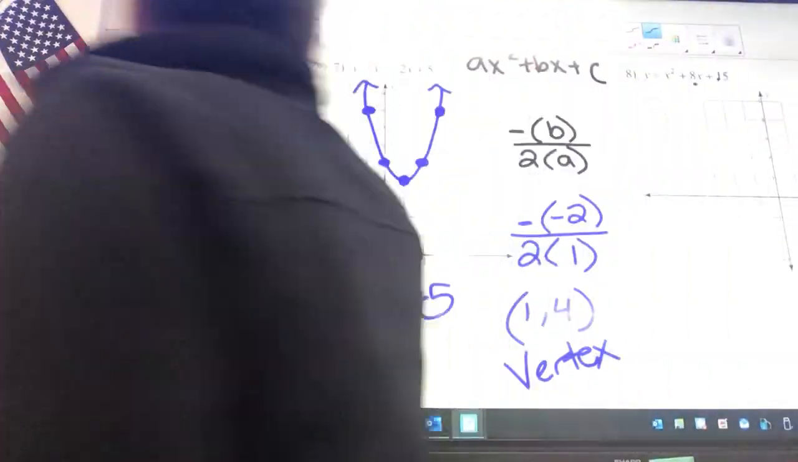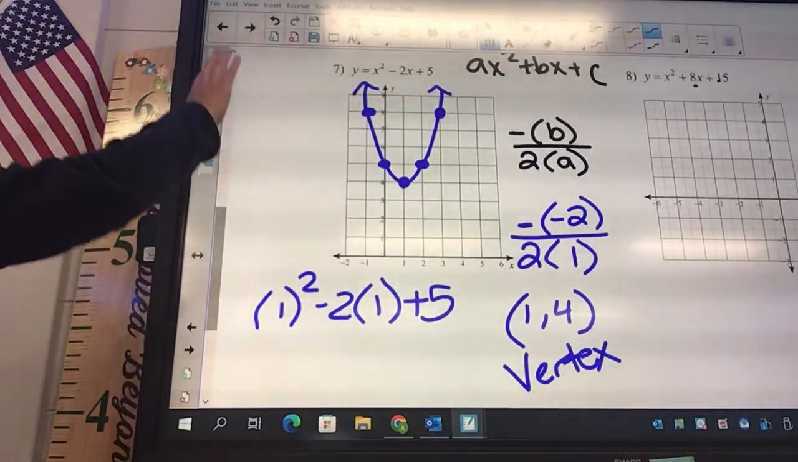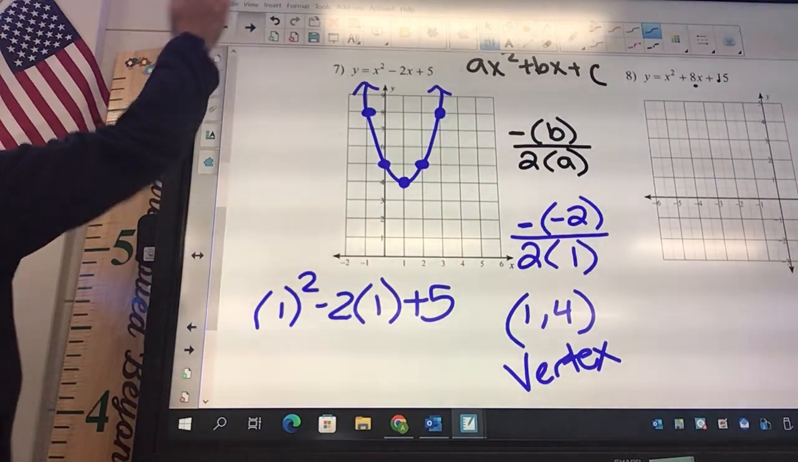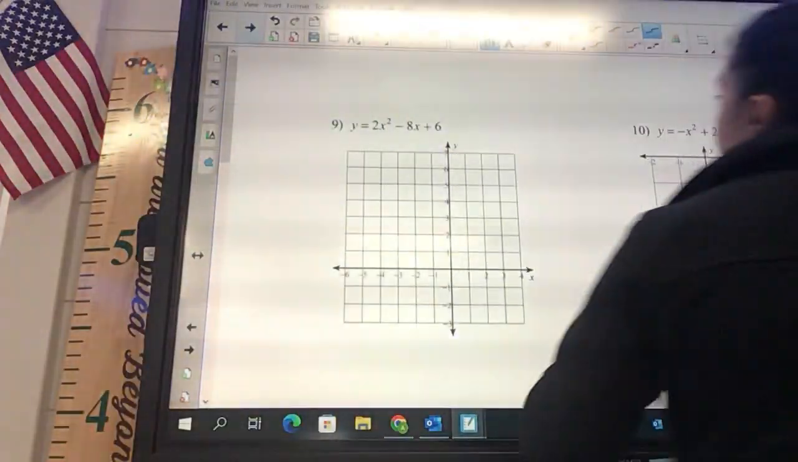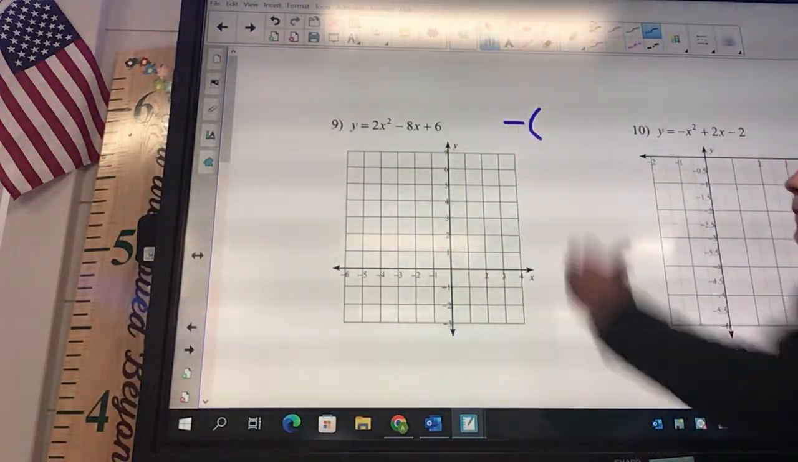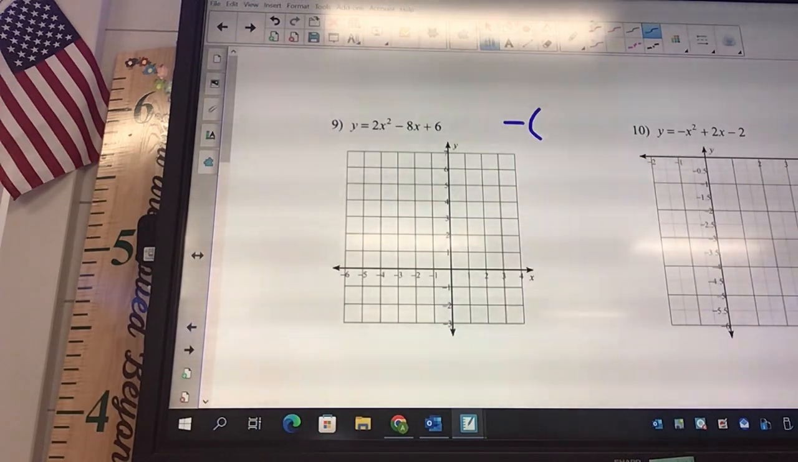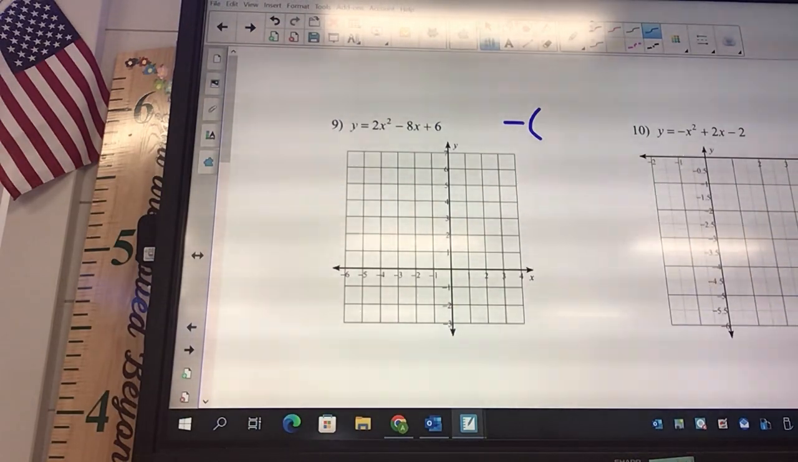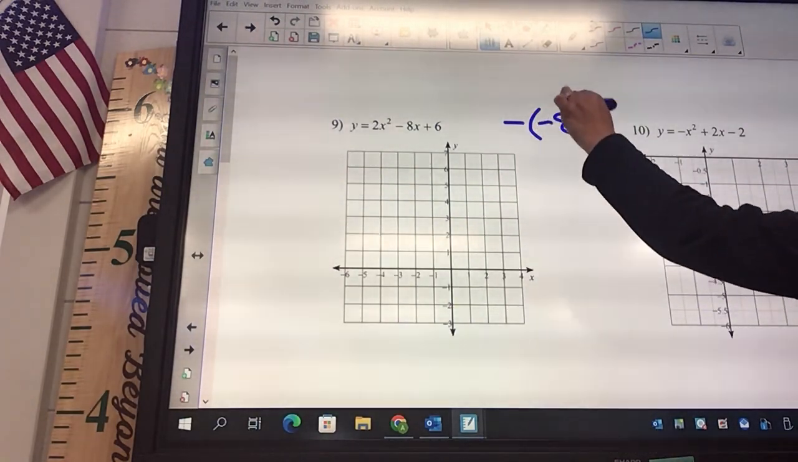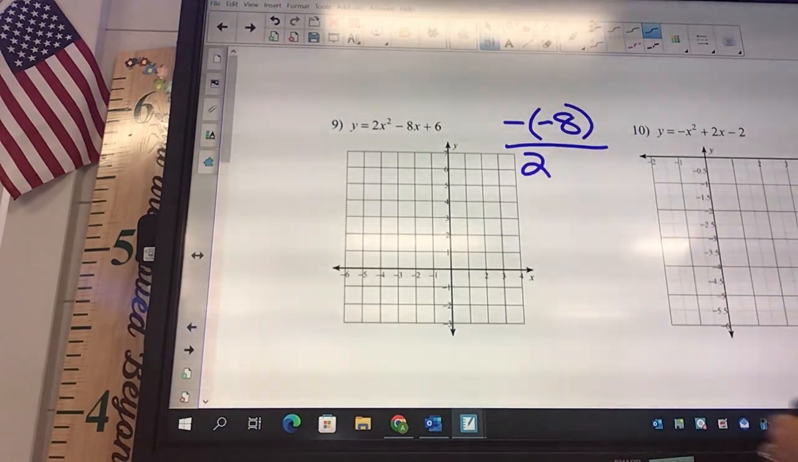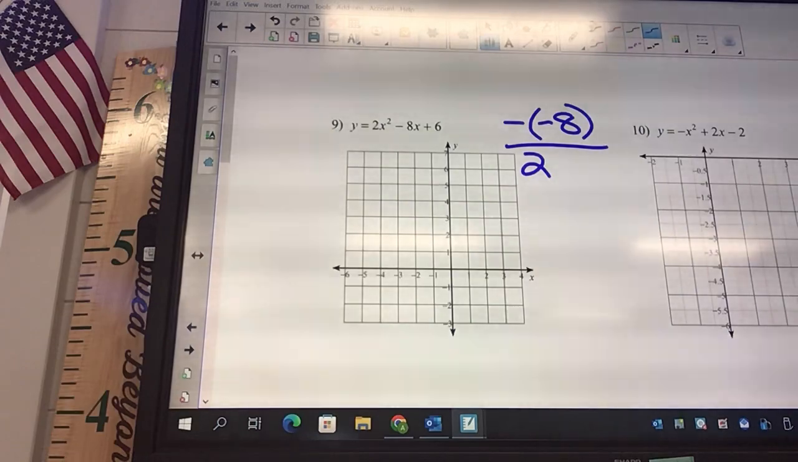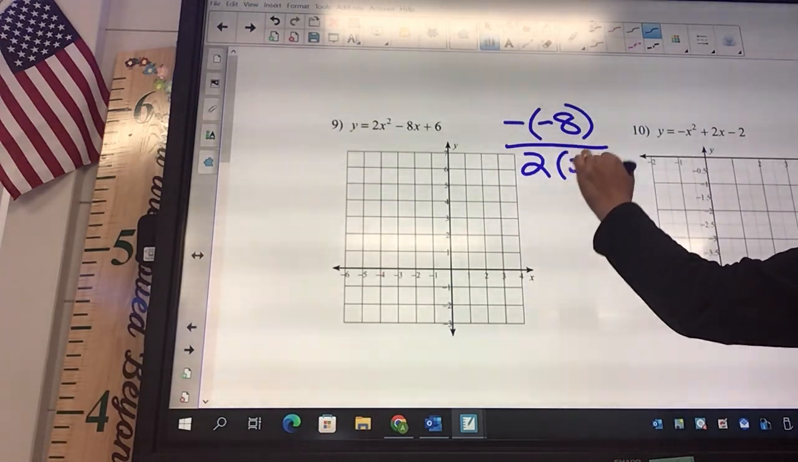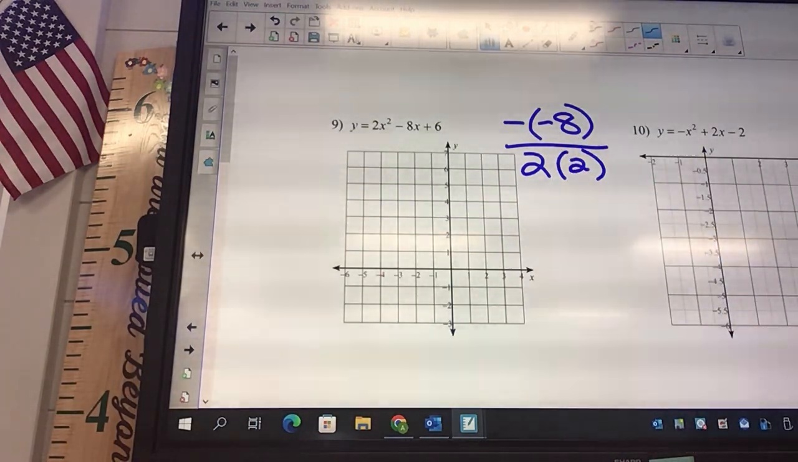Okay, let's go to number 8, 9. Same thing. We're going to say negative b over 2a. What's our b? Negative 8 over 2. What's our a? 2. I couldn't see it. Okay, type that in your calculator.